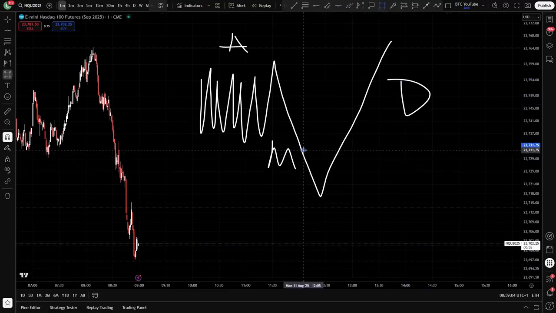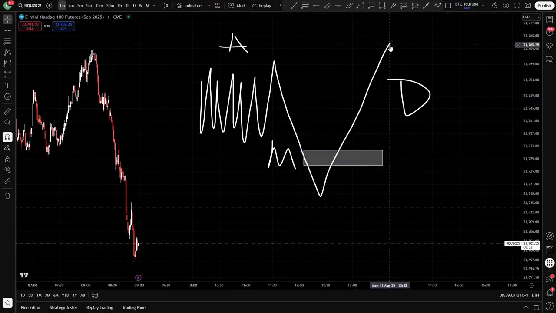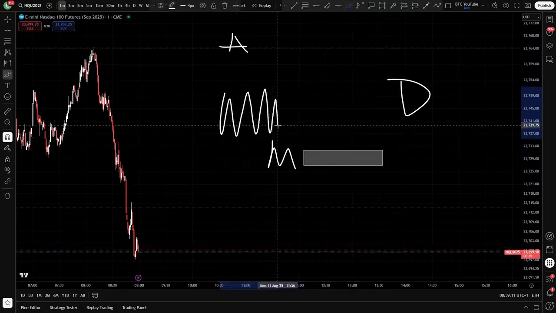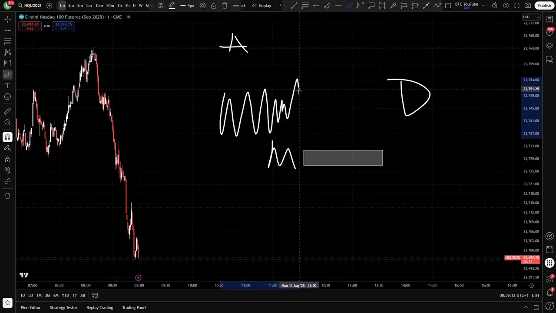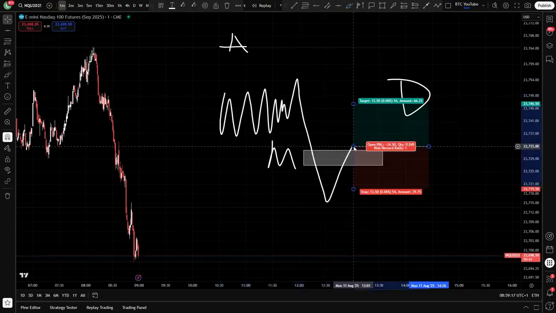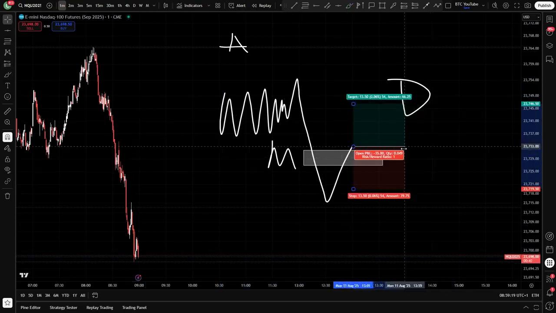I'm just looking to get in on a nice inverted fair value gap back to the upside on the way back up. So you've got your accumulation doing something like this. You get your manipulation down, and then you're basically looking to enter as you invert a fair value gap back to the upside like this.